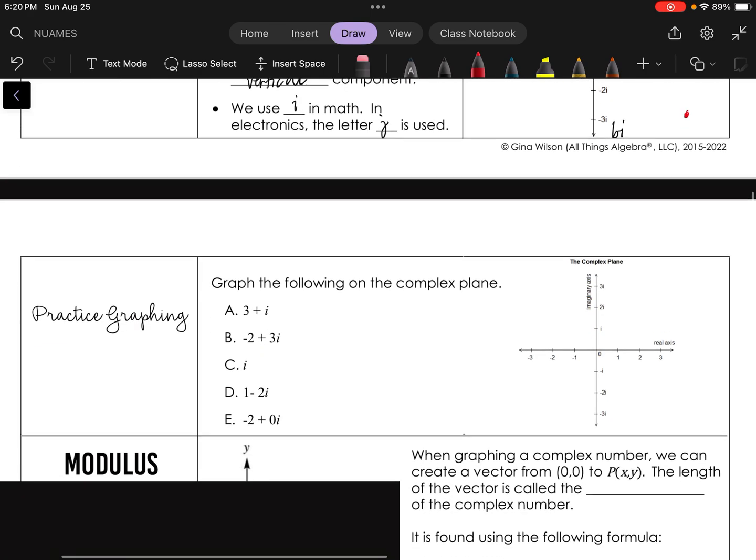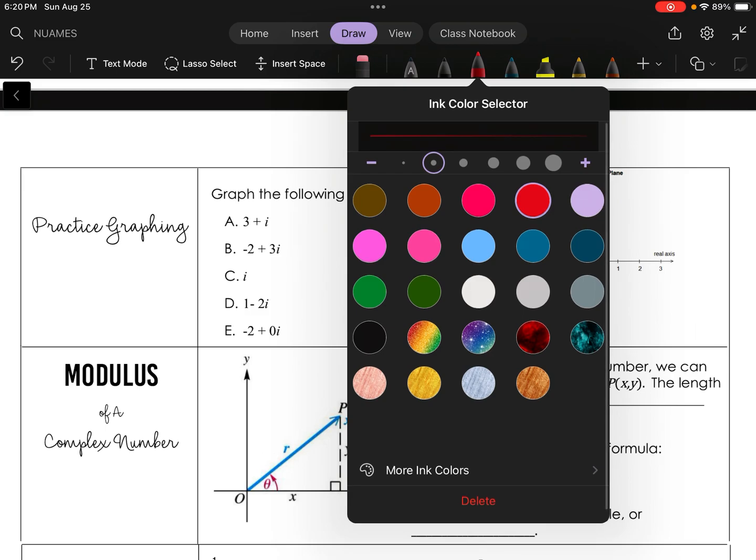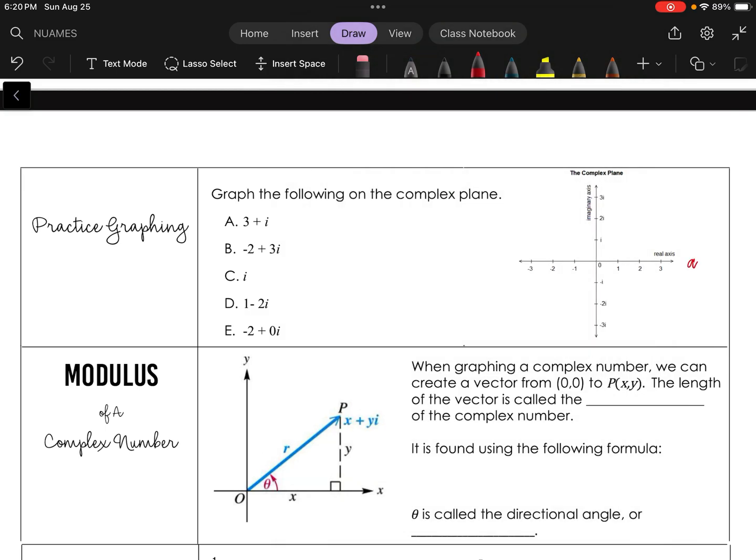Okay, moving forward, let's try to practice graphing them. You could pause this video and try to graph first letters A to E, following the ways of graphing on a complex plane. So again, a is the real part, the horizontal part, and the bi is the vertical part. So let's start. 3 plus I will be here. Move 3 units to the right. I is 1 unit up, so that would be your point A. B will be negative 2, and then plus 3i, which would be here. That would be your B.